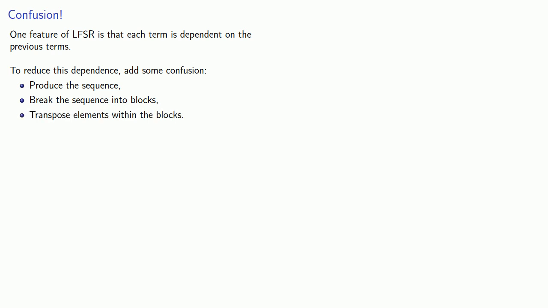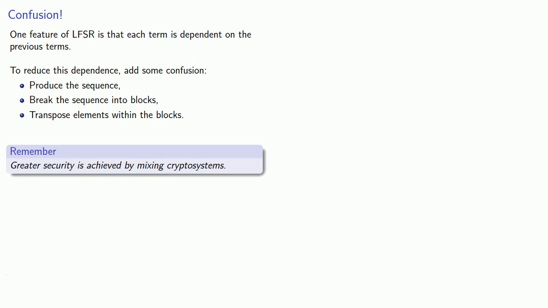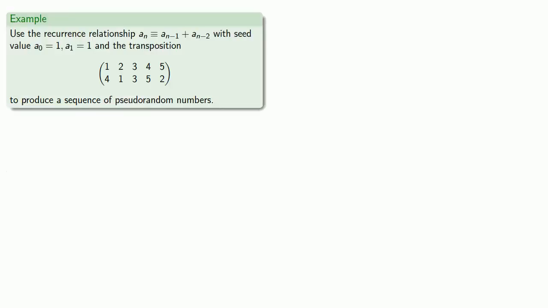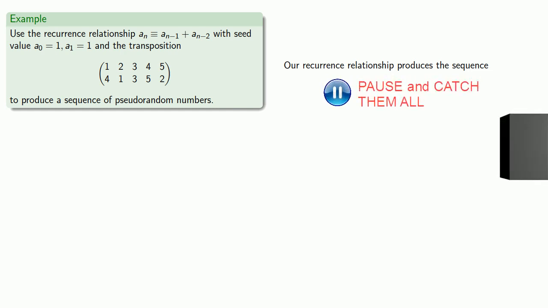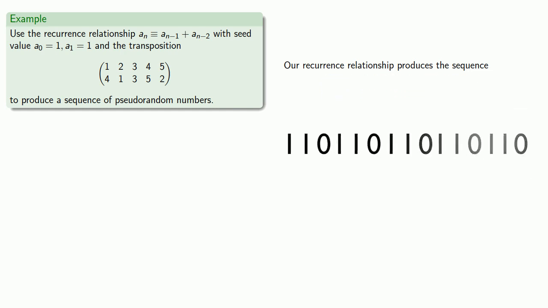And this goes back to a key cryptographic principle: we are stronger together. Greater security is achieved by mixing cryptosystems. So, for example, we might use the recurrence relation a_n ≡ a_(n-1) + a_(n-2) with seed 1, 1, and the transposition, and we'll use this to produce a sequence of pseudo-random numbers. First, our recurrence relation produces the sequence. And you'll notice that this is period 3 with a repeating block 1, 1, 0.